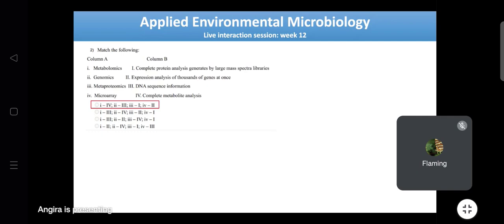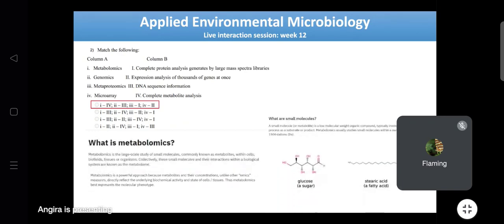Now let us first get to know, briefly, what metabolomics is. Metabolomics is basically a large scale study of small molecules, which are also known as metabolites, that occur within cells or any tissues or organisms. So collectively, these small molecules are changing at a given amount of time within cells, and these small molecules undergo interaction within a biological system, and that whole array of small molecules is known as the metabolome.